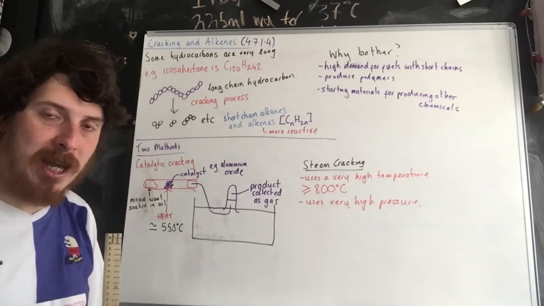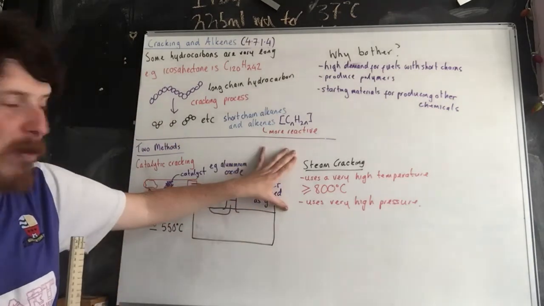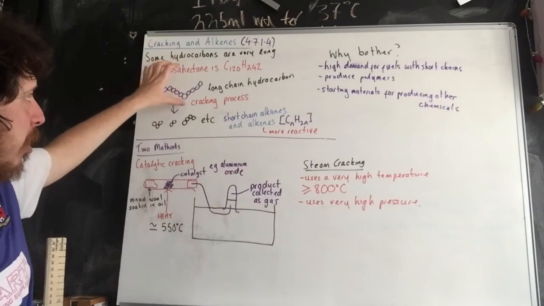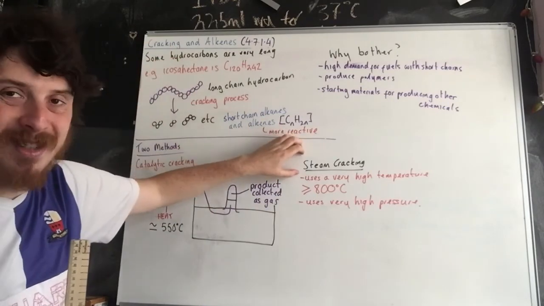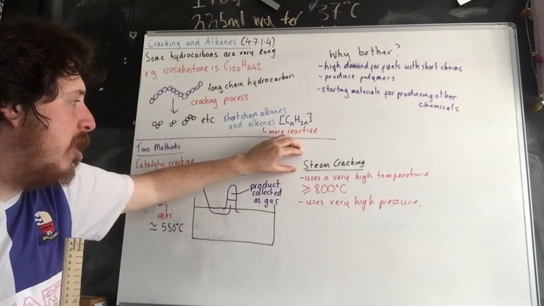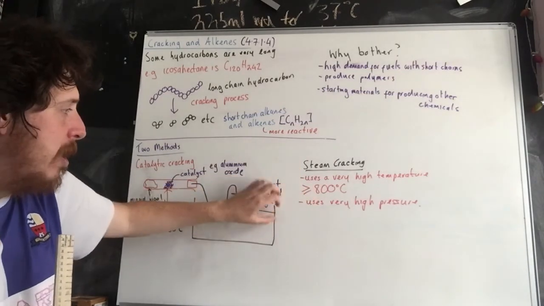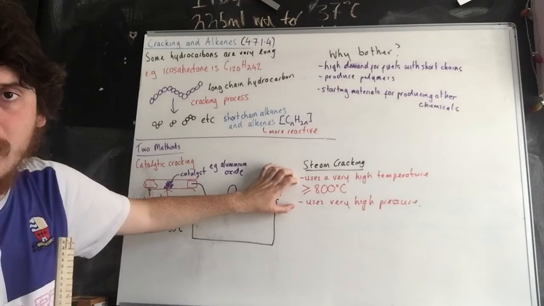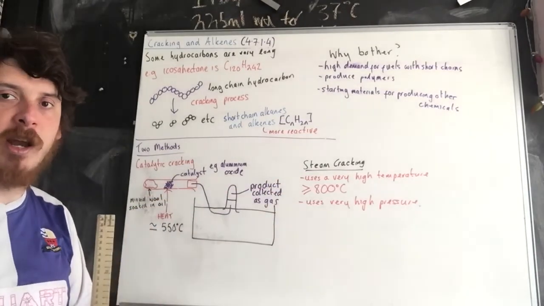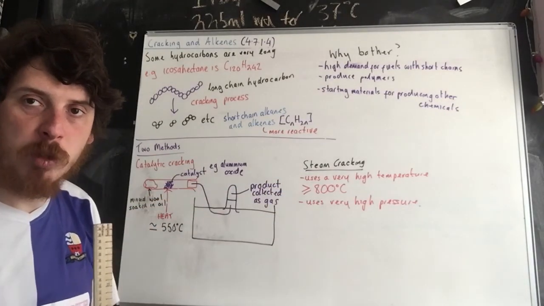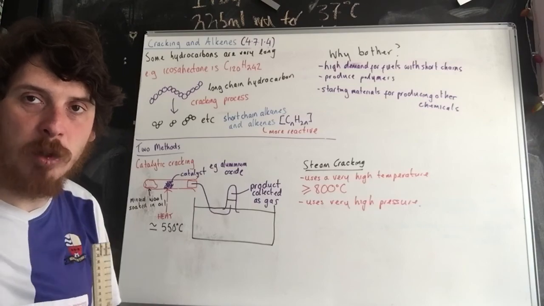Alternatively, if you don't have any catalysts handy, you just need some very, very high temperatures to break down these long chain hydrocarbons. So this is known as steam cracking. And what you would do is use a very high temperature, something over 800 degrees C, and you'd also need a high pressure as well to break down those long chain hydrocarbons. In a future video, we will talk about alkenes in more detail.